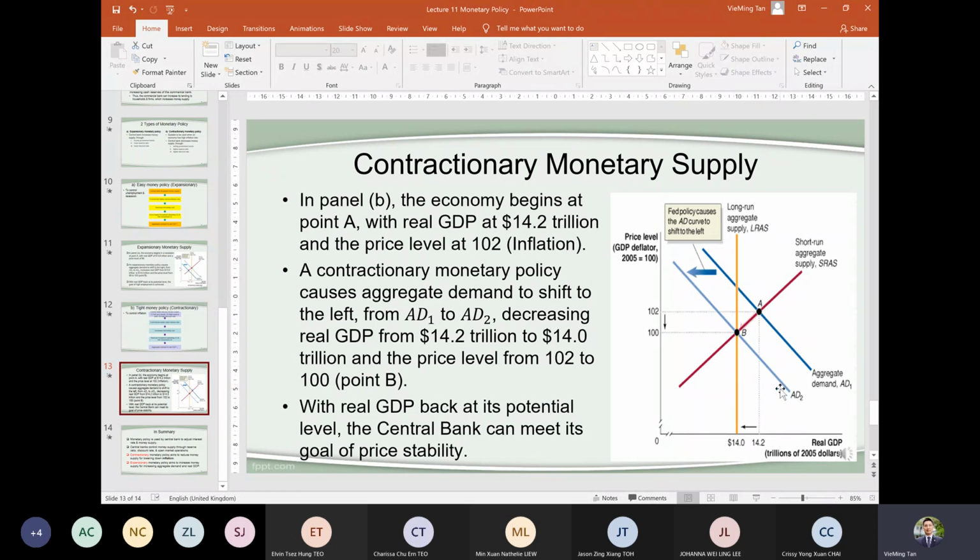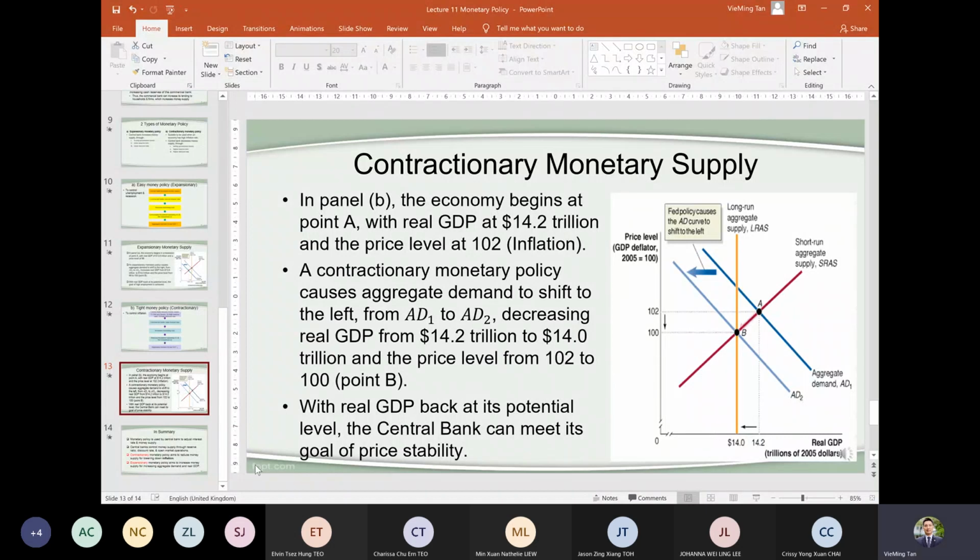Once AD2 shifts to this line, you may find that the new macroeconomic equilibrium point is at point B, which is this point. At the new equilibrium, the equilibrium price level is $100, and the equilibrium real GDP is now $14.0 trillion. So you may find that both the price level and real GDP are reduced. This is how the government addresses the inflation issue in an economy.